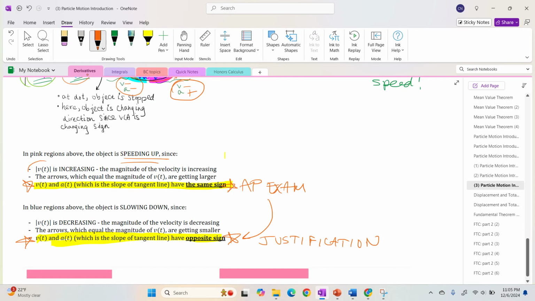So even though it's true, like yes, speed is increasing if you're speeding up. The magnitude of velocity is increasing, which is speed. The arrows are getting larger. That is all true, but you need to cite the signs of velocity and acceleration. Here, slowing down, yes, speed decreases, which means the arrows are getting smaller, but more importantly, velocity and acceleration have opposite sign. That's what the exam's looking for.